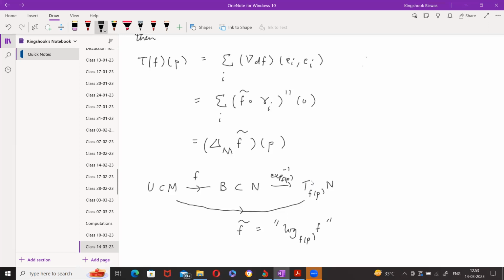Okay. So if you like, this gives a simpler way to compute the tension field. Okay. Does this make sense? Yes, sir. Any questions?